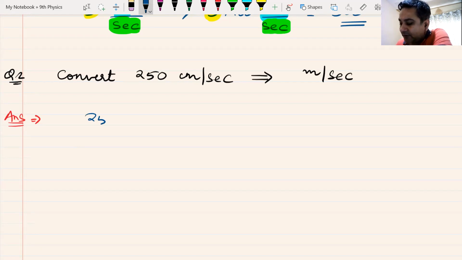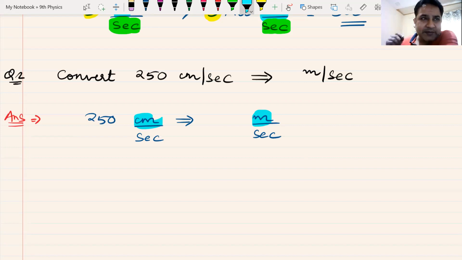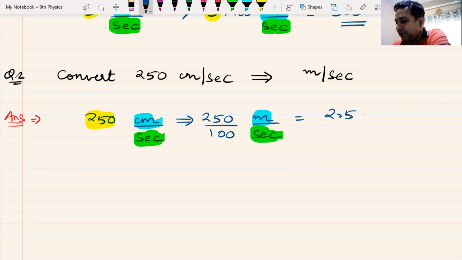So basically what I have here is 250 centimeter divided by seconds, converted into meters divided by seconds. Centimeter goes into meter, so either you can divide it by 100 or multiply it by 10 raised to the power minus 2, whatever you feel comfortable. Second goes into seconds, same. 250 goes into 250, so I'll just write 250. Centimeter into meter, so just divide it by 100. We have the answer 2.5 meters per second.